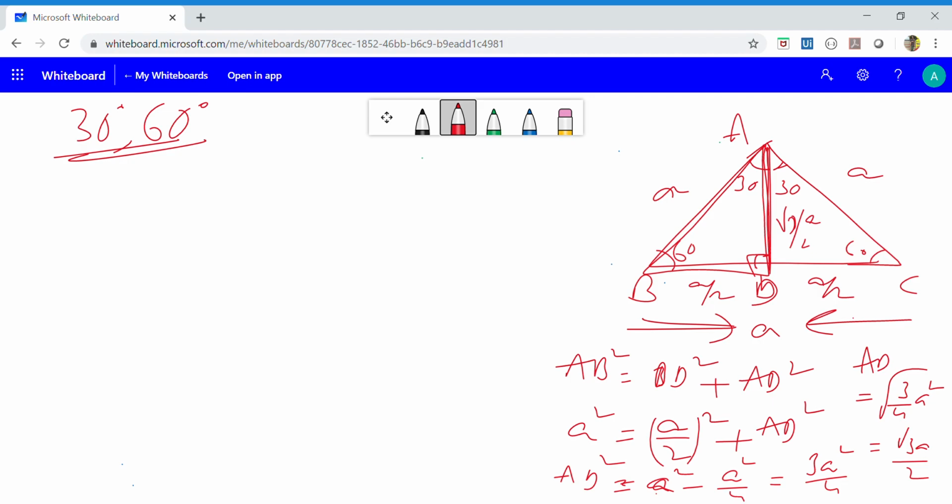Okay. Now consider sine 30. 30 means at the angle A, in triangle ADB.